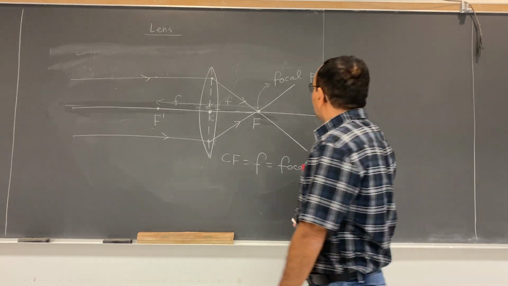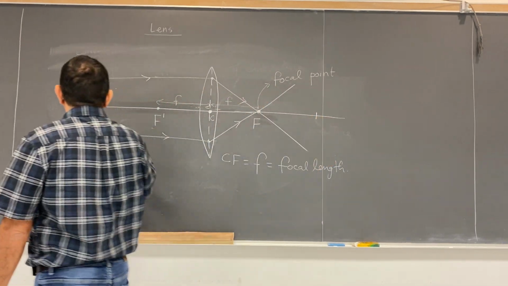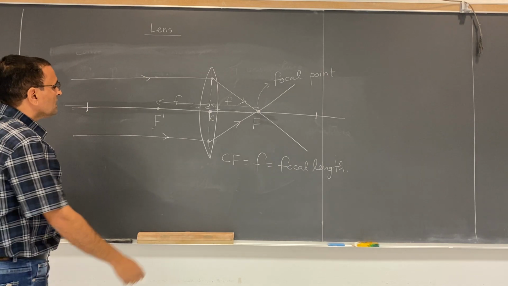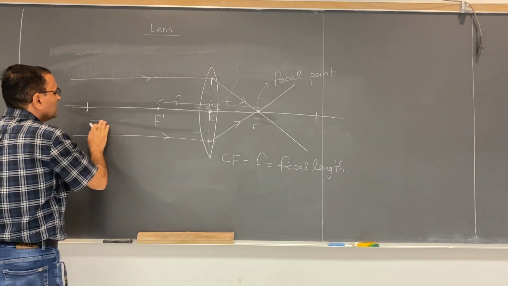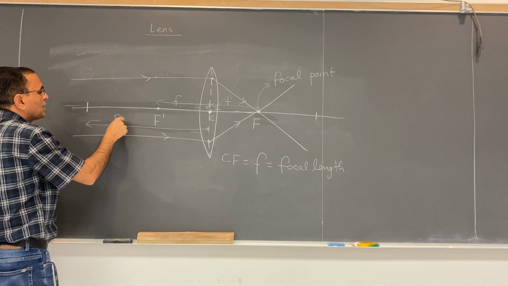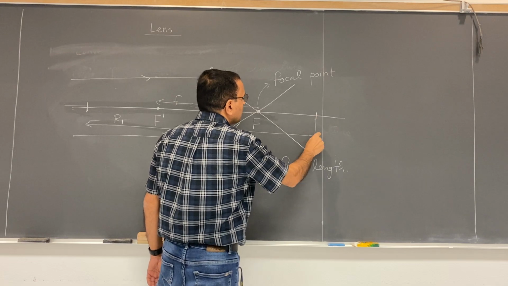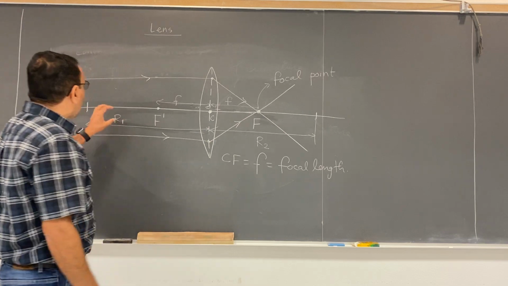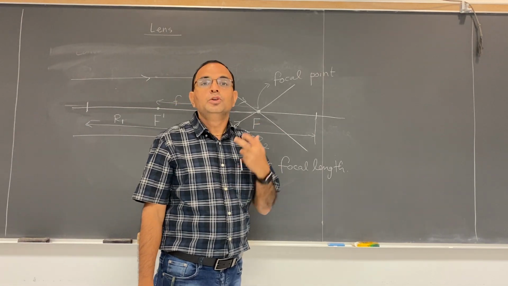And if you want, you can draw a center of curvature here, and you can draw the center of curvature there. This length is the radius of curvature, you can call it R1, and this other length is also a radius of curvature, you can call it R2. Therefore, R1 and R2 are radii of curvature, plural form.